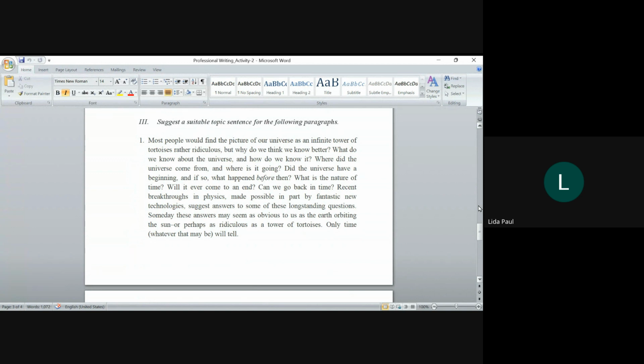So we know that in the topic sentence, you should have two things. One is the topic itself. Second is the controlling idea, right? What is the controlling idea? You will understand after you read this passage. So based on that, construct a topic sentence. You can write it in the chat. I'll read it there.